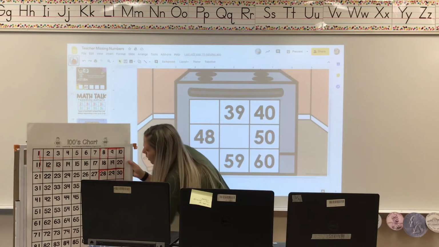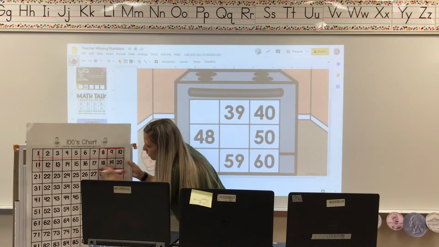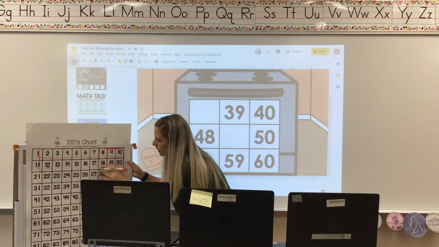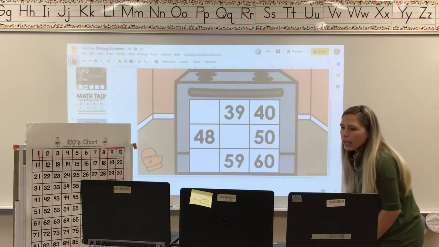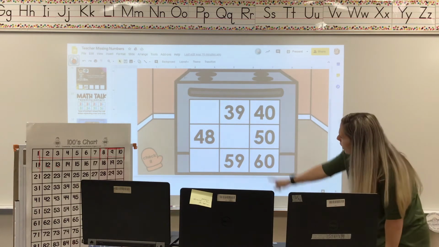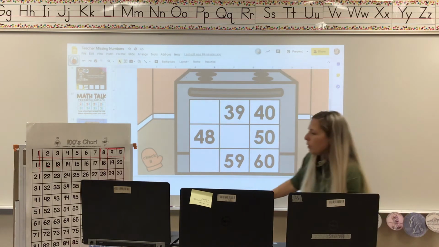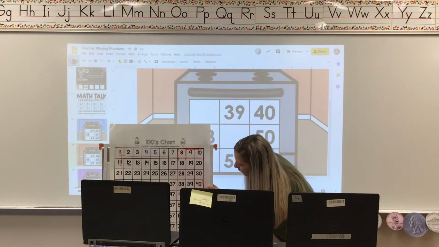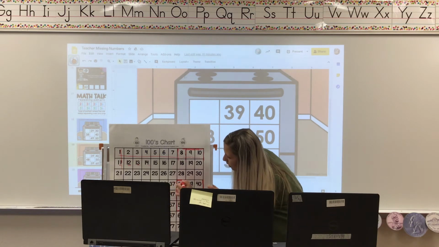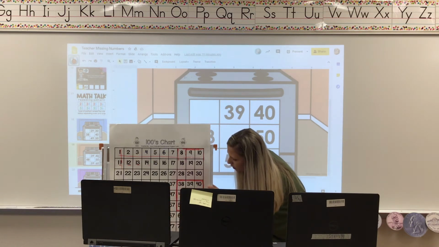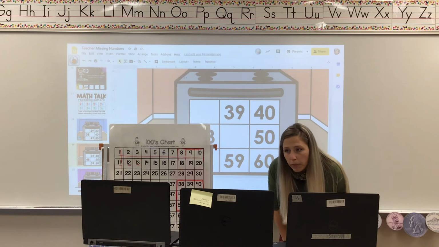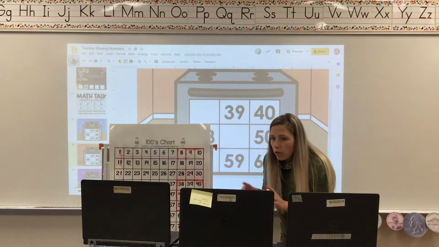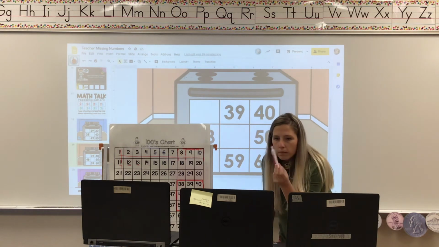Let me erase my hundreds chart. All right, so if I'm looking at these missing numbers, I have 40, 50, and 60. So I'm going to find that on my hundreds chart. 40, 50, and 60. I'm going to color it in. So you can use your hundreds chart at home if you have trouble with this and do exactly what I'm doing on my hundreds chart. Find the group and make a box around it with your marker.